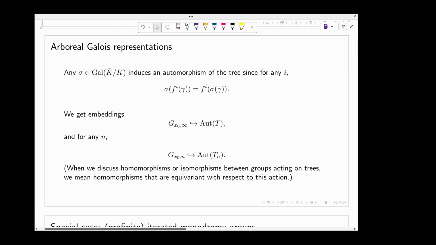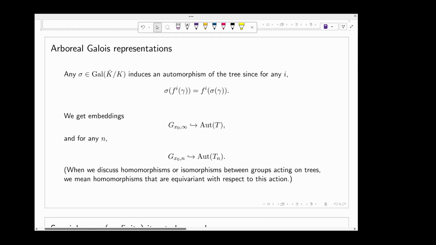And so what I get is for each of these Galois groups, G infinity and Gn that I built, an embedding into a set of tree automorphisms. The T that I'm writing here is going to refer to the infinite tree, and Tn is going to be the truncated tree, truncated at the nth level.